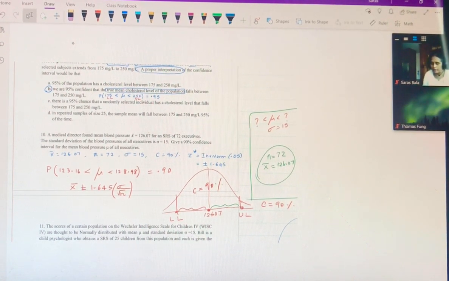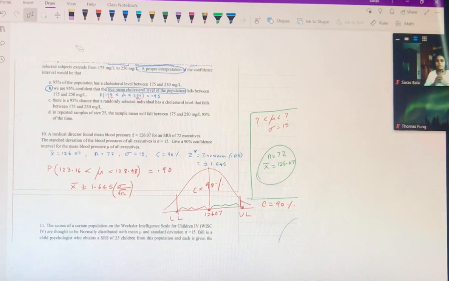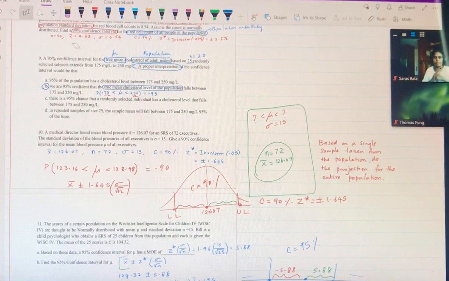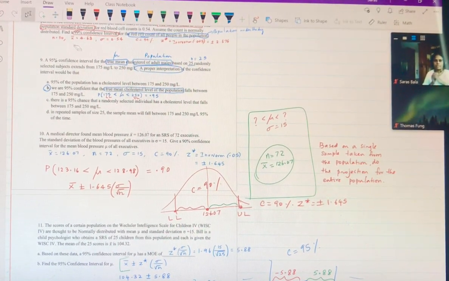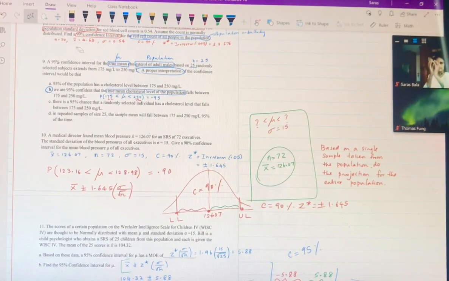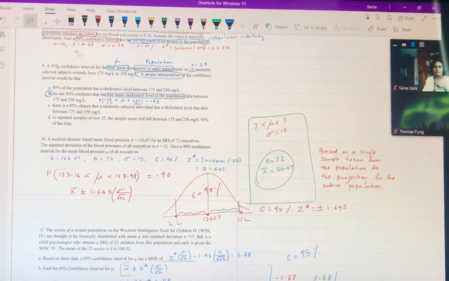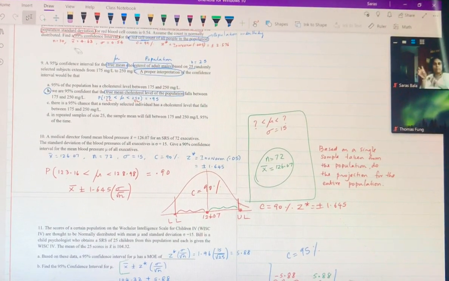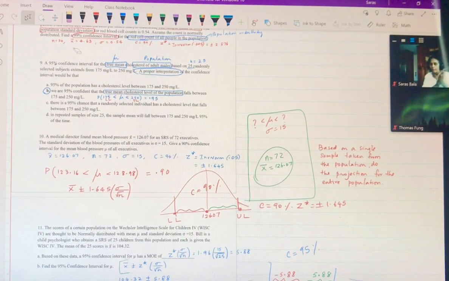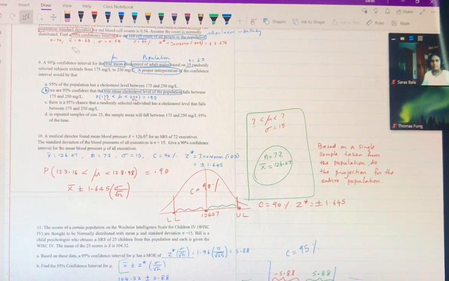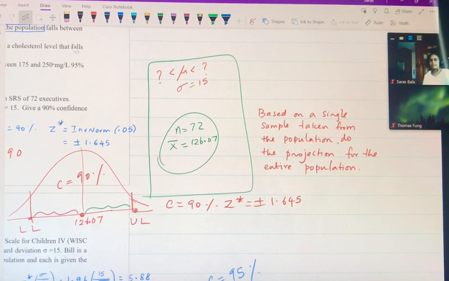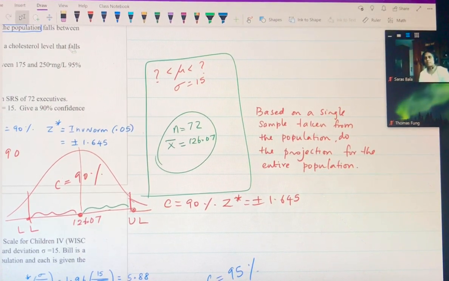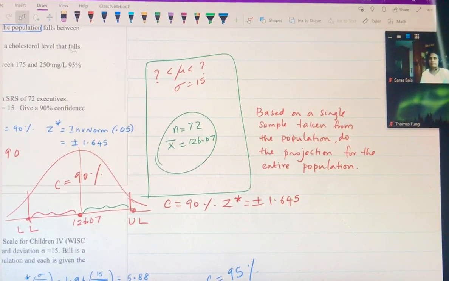Check with me if you have any question. Other than that, I have posted everything in my class notebook, so you can go over that. The diagram is also there, and my population is there. The population is a rectangle, and there is a tiny circle inside. That's what I call my sample. I'm just plugging the numbers into my formula to get the lower boundary and the upper boundary. Again, I have written: based on a single sample taken from the population, do the projection for the entire population, because the sample is my true representative of the population.